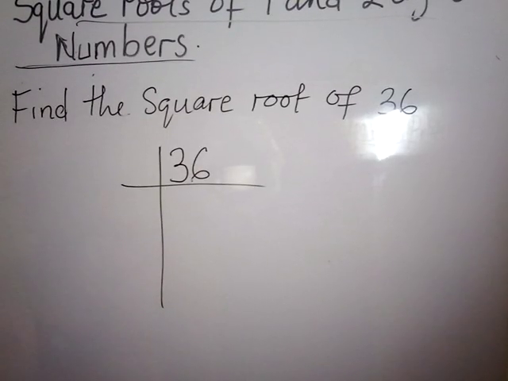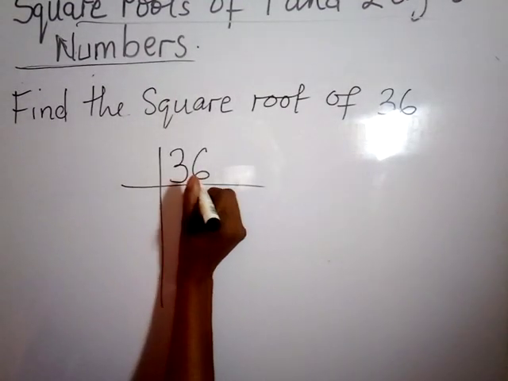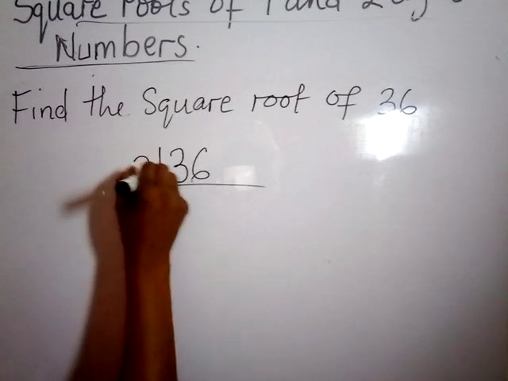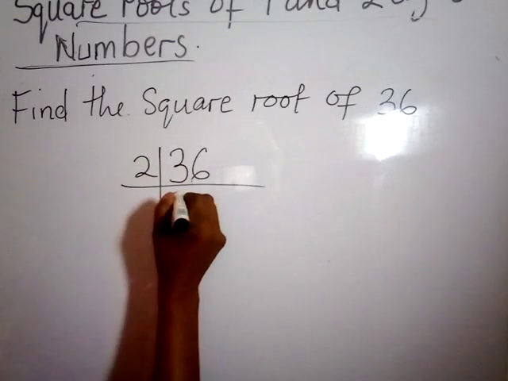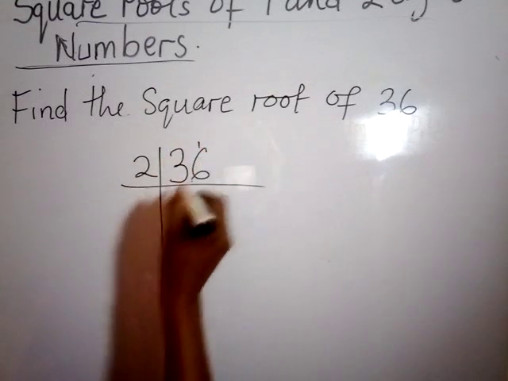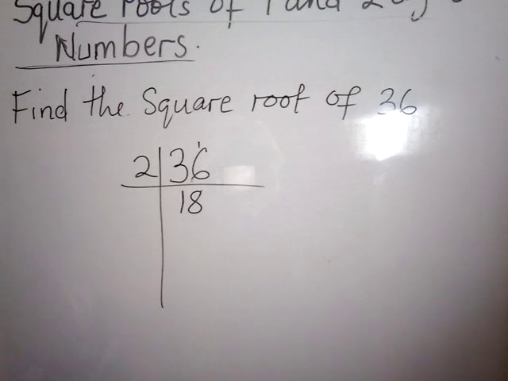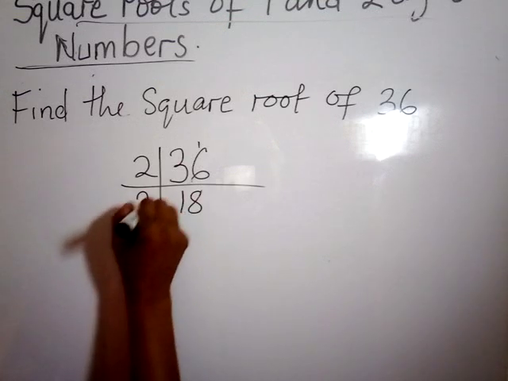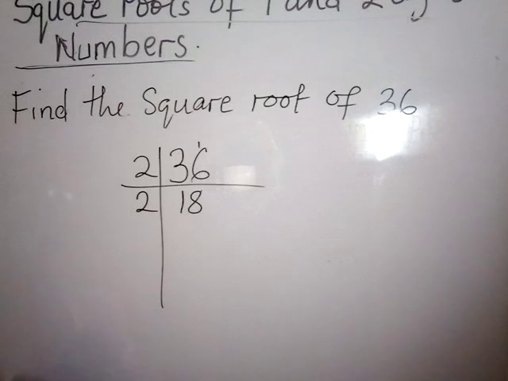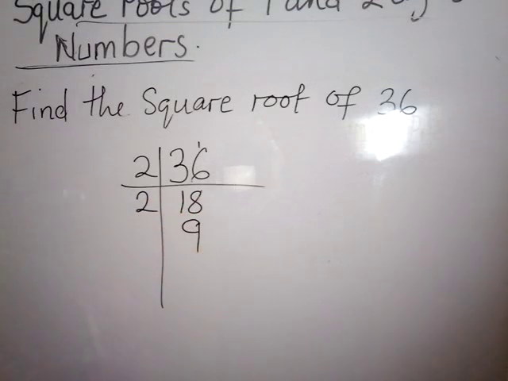So let's take this last example, the square root of 36. 36 is an even number because it ends with 6. 6 is an even number, so 2 can go. So 2 divides 3, 1. Here we have 16 because 1 is being transferred there. 16 divided by 2 is 8. So 36 divided by 2 gives us 18. 18 is also an even number, so 2 can go again. 2 goes into 18, that is 9. 9 is not an even number, so 2 cannot go anymore.